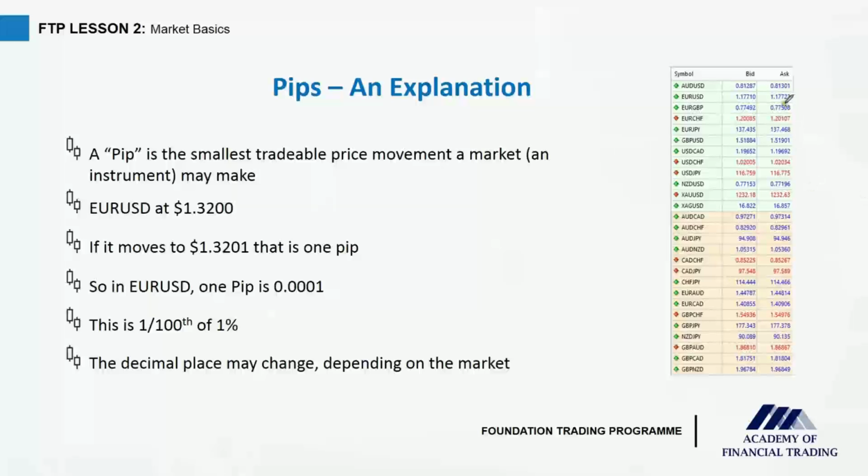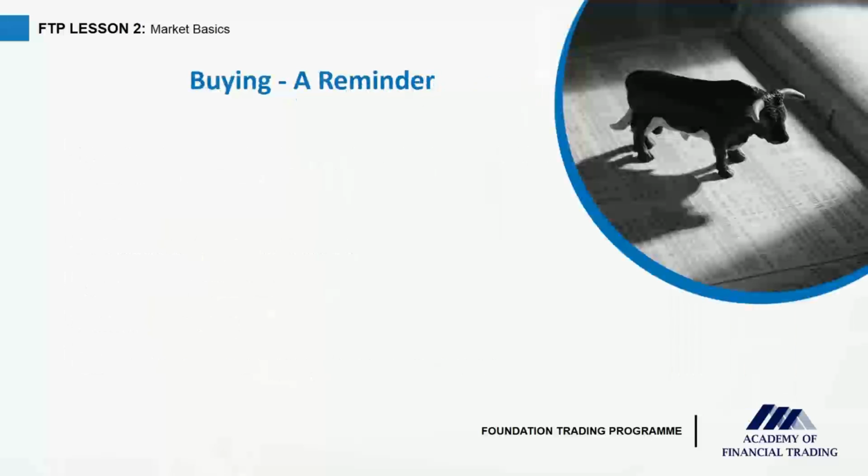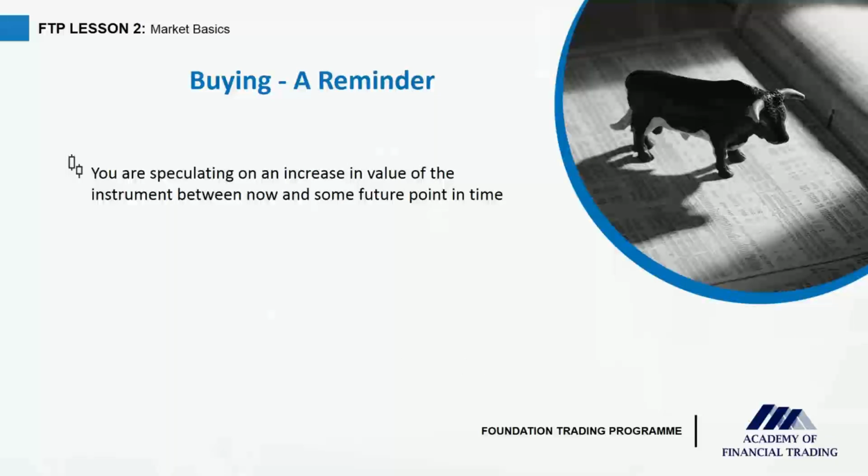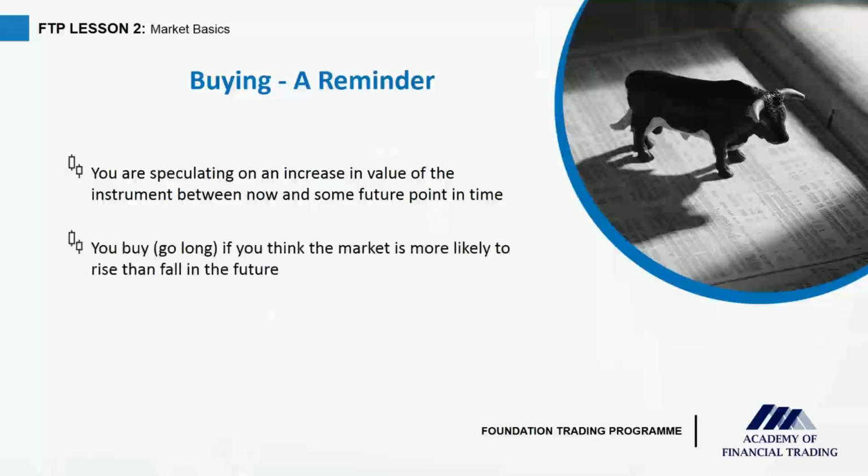The true pip location, the true smallest increment of movement for euro USD and for the vast majority of the currency markets, is the 4th decimal place. Okay, we'll be coming back to that, as I've said, a little bit later on. But trust me when I say that the smallest increment of movement is that 4th decimal place.